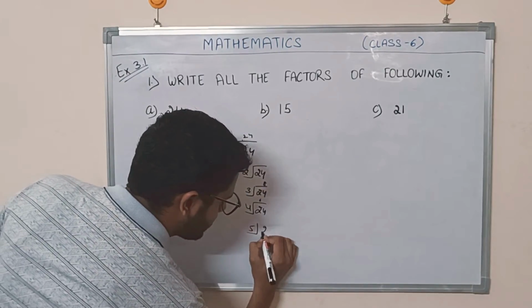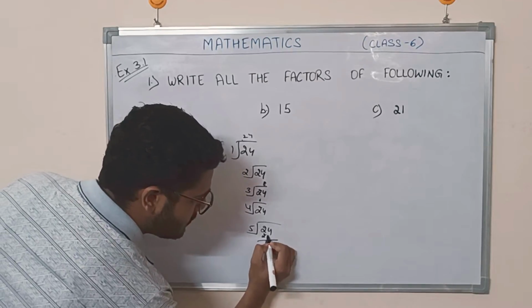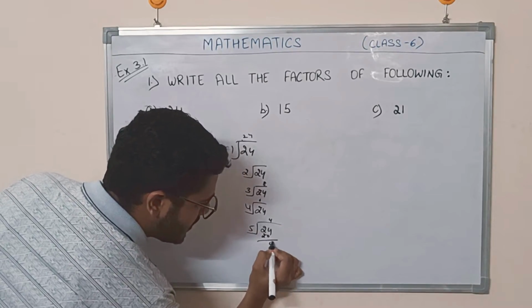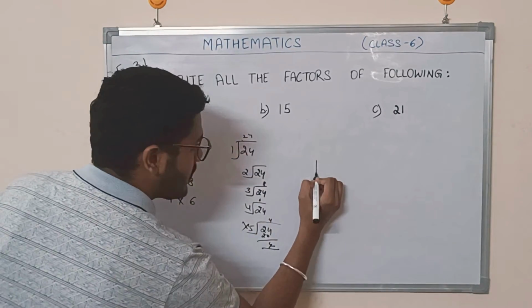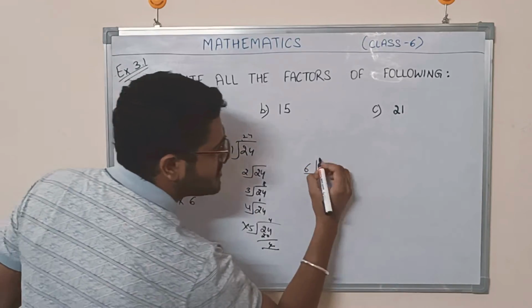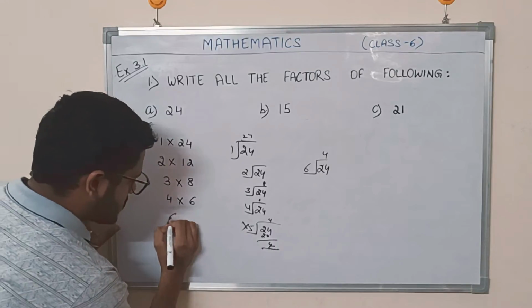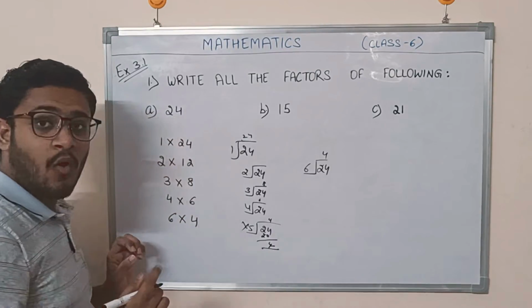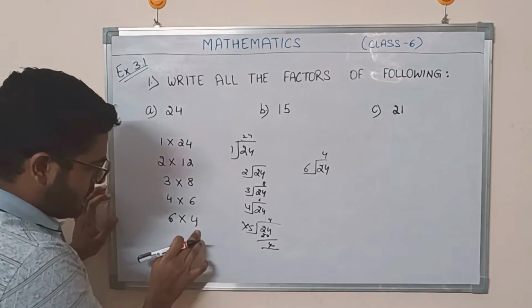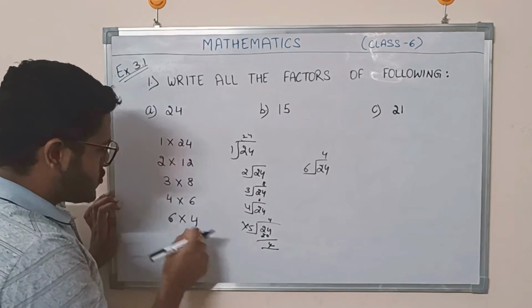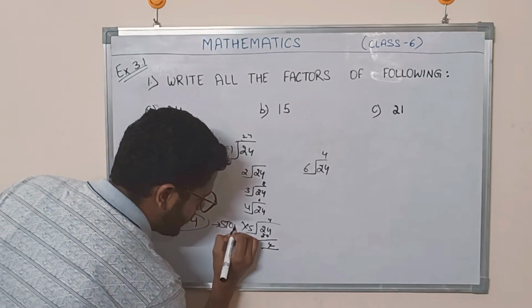Now 5. We'll get a remainder, right? 5 4s are 20 and we'll get a remainder 4. So 5 is not a factor, okay? So after 5, let's try with 6. 6 4s are 24, so 6 into 4. Now see, 6 we have here as well, 4 also we have previously. So these factors have repeated. So now we will stop here.